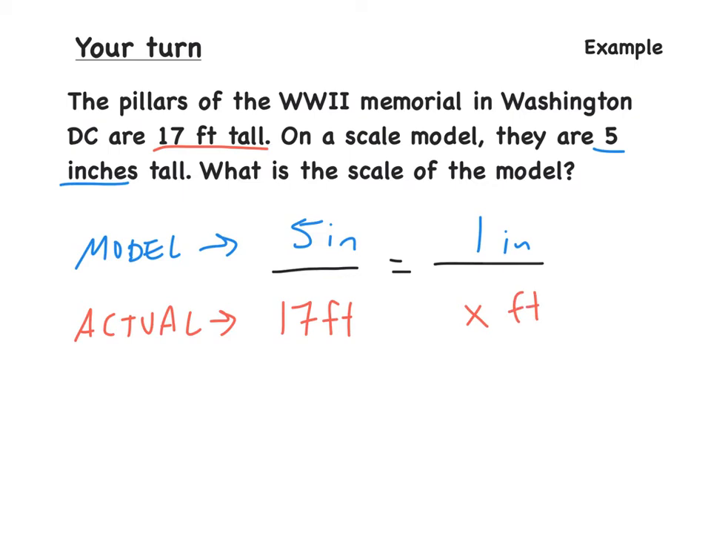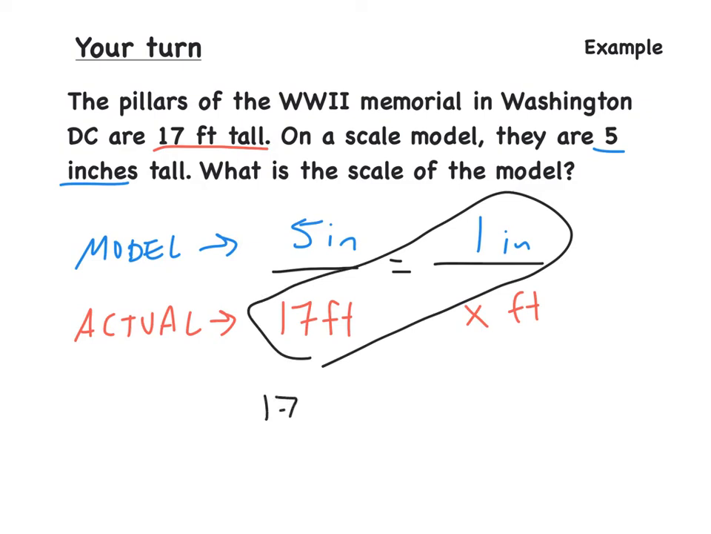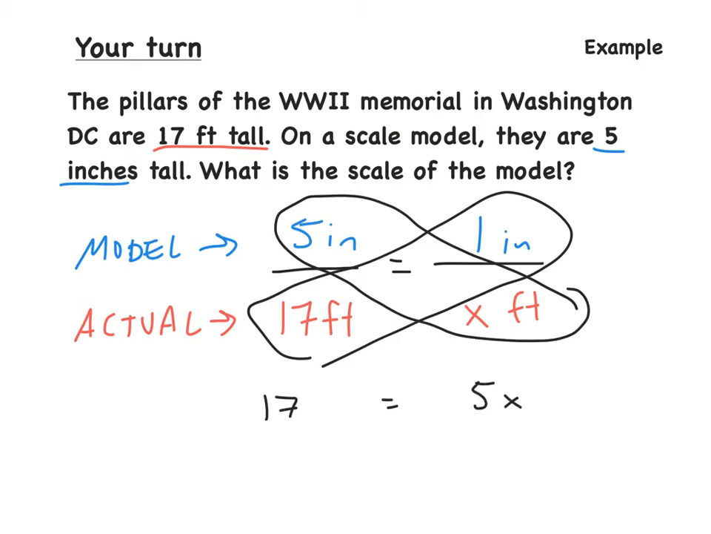So let's see here, remember, butterfly method, 17, and 5 times x will be 5x. Have to solve for x, so we're going to divide by 5. When we divide by 5, we find that x is equal to 3.4. Remember, or 3 4/10.